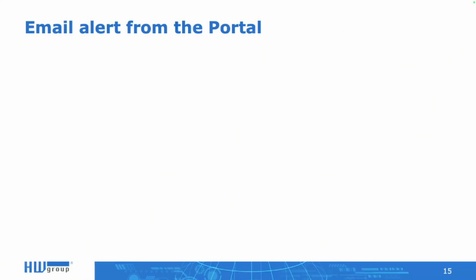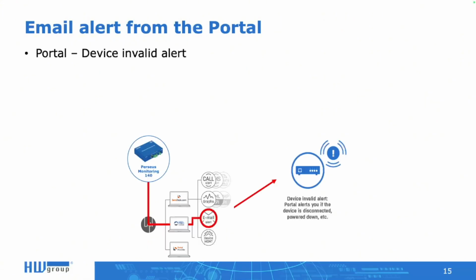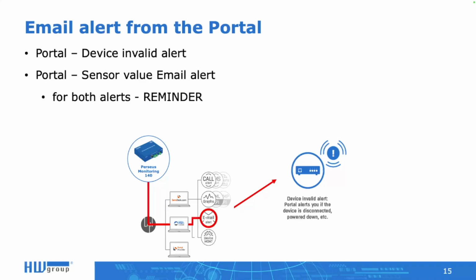From the portal, you can send two types of alerts. The first is a device invalid alert, which notifies you when the device loses power, is not accessible via connectivity, or becomes otherwise unreachable. The second type is similar to the one we configured in option 1, a sensor value alert. You define a range of values, and if the value goes outside that range, an alert is sent. For both types of alerts from the portal, you can set an alert reminder. Additionally, for sensor value alerts, you can escalate the alarm. We will talk more about that a bit later.